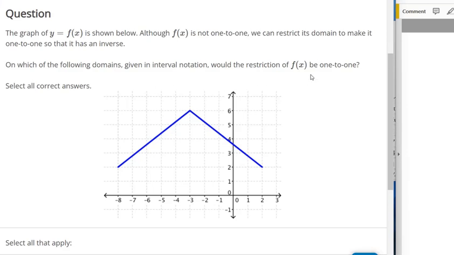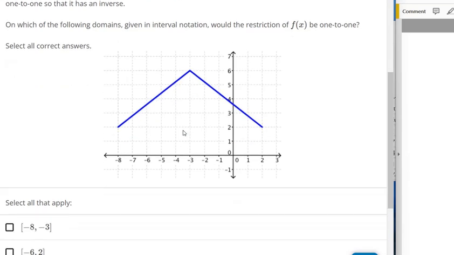Okay, so we need to restrict this so that it's 1 to 1. If a function's 1 to 1, it means it passes the horizontal line test. It only touches the horizontal line once. So if I was to draw a horizontal line straight across at y equals 5, it would cross here and it would cross there. So it fails the horizontal line test.